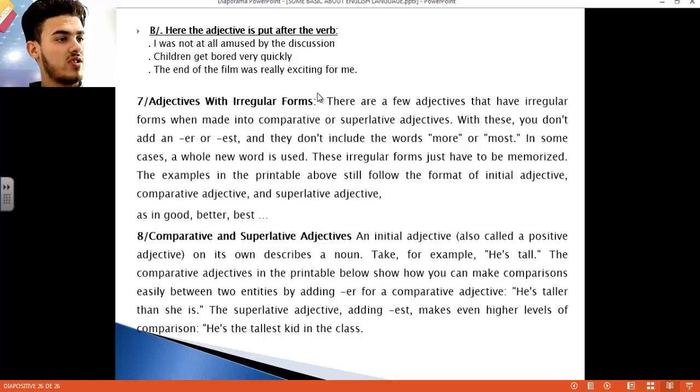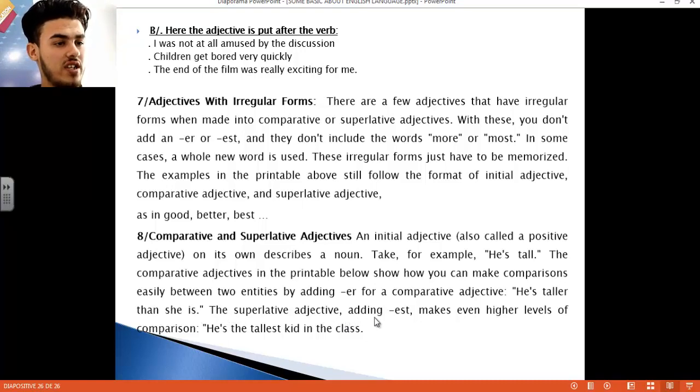We have to see also what comparative and superlative adjectives are. An initial adjective, also called a positive adjective, on its own describes a noun. Take for example, he is tall. The comparative adjectives in the printable below show how you can make comparisons easily between two entities by adding er. So here we have a regular adjective which is tall. To compare between two things, we have only to add er to get the comparative form, and we say he is taller than she.